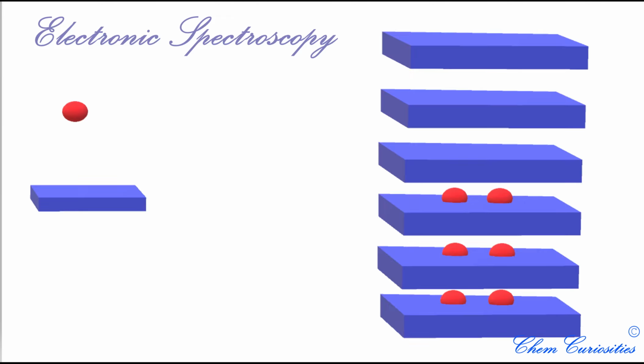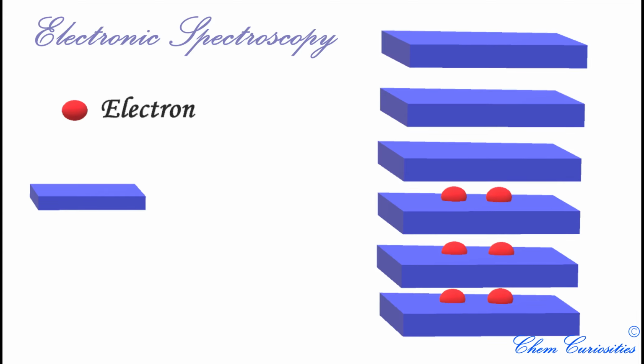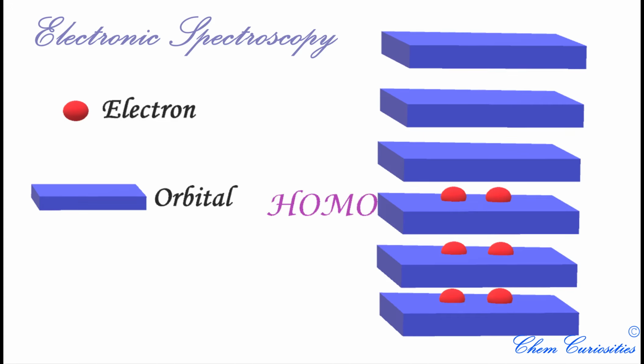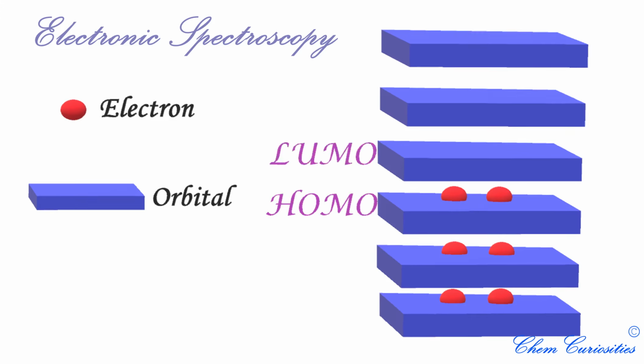When a molecule contains pi or non-bonding electrons, it is expected to be active in the UV and visible region. This is because the UV and visible radiation have enough energy to cause electronic transition. Let us consider the scenario where the red ball represents the electron and the blue plates represent the molecular orbitals. The highest occupied molecular orbital is called the HOMO and the lowest unoccupied molecular orbital is called the LUMO.